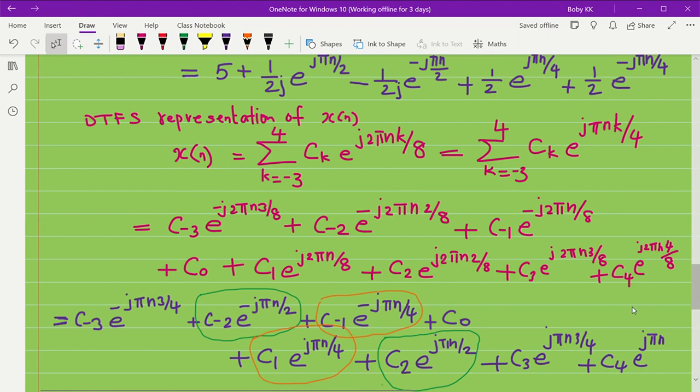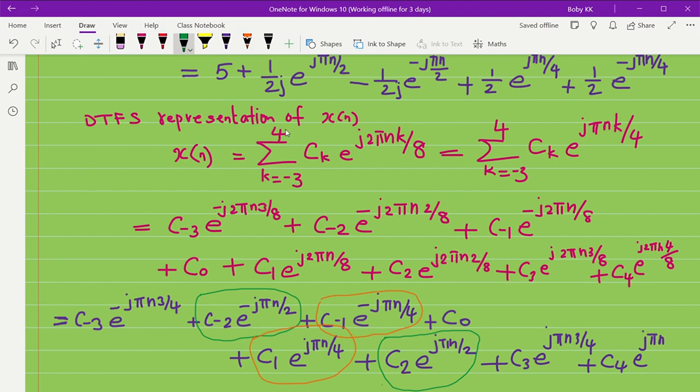Okay, we can consider it from 0 to 7. Since the time period N is equal to 8, we can take 0 to 7, or 1 to 8, or -1 to 6. You can take any period you want. So here we have taken k from -3 to 4.